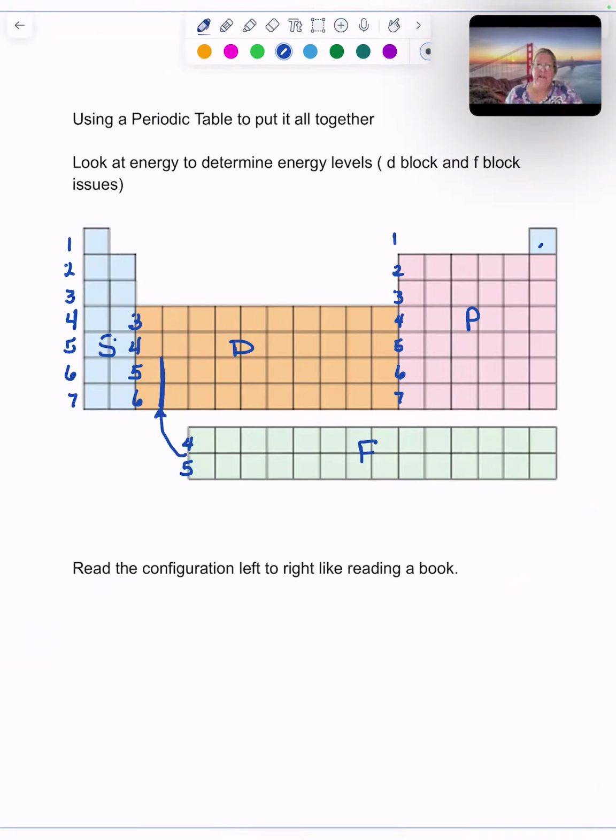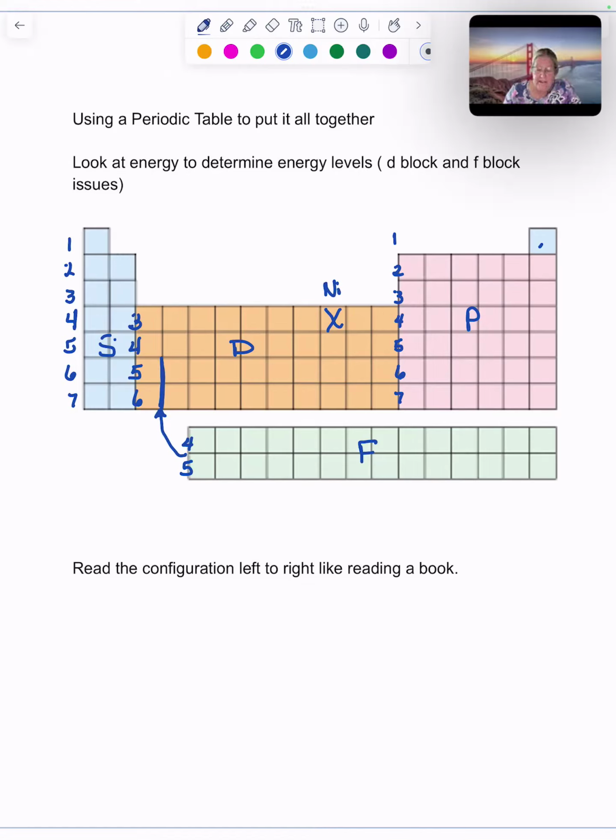We'll talk about that in our exceptions to the rules. So now you just read this left to right like you're reading a book. Let's randomly pick something. Let's pick the element right here. Oh, sorry, I picked a bad one. That's an exception. We don't want to do that one. Let's go to this one right here. That's nickel. We'll talk about the exceptions in our next video.